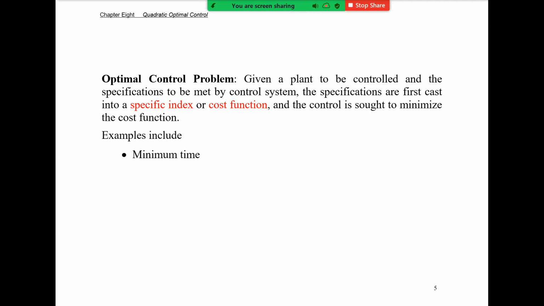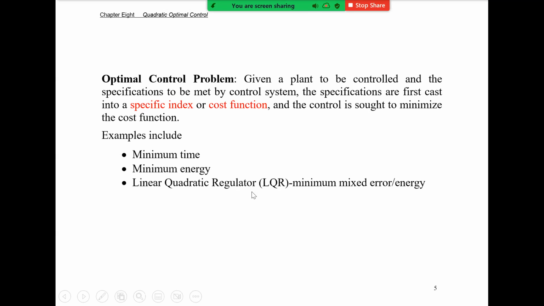There are many examples of cost functions. You probably want to be very fast, so you want to find the system with the fastest speed, so minimum time. Or you want to save as much energy as possible, so minimum energy. And of course, in reality, normally we want to achieve a balance between those two, the speed and the energy. This is what we call the linear quadratic regulator. For control system design, many will focus on the third one. So this will be the main topic today, the linear quadratic regulator.